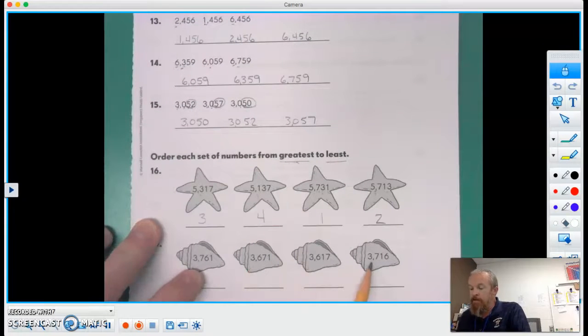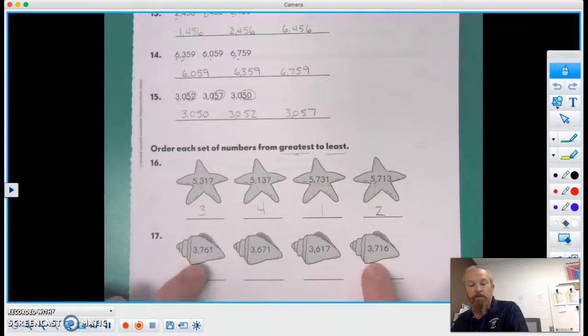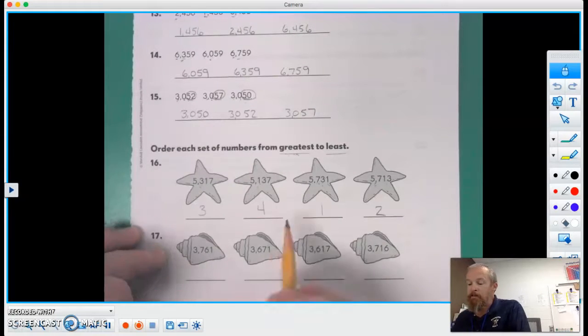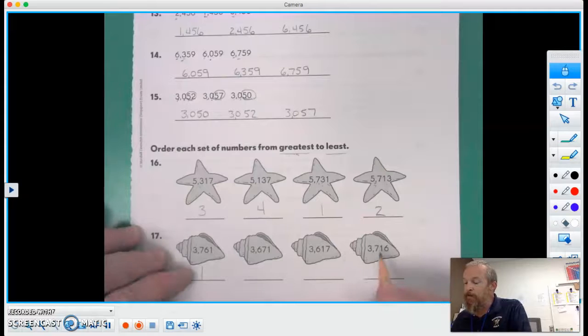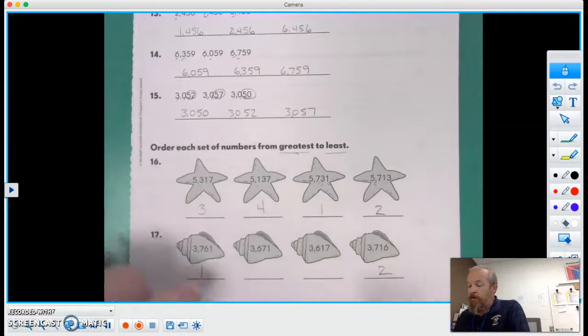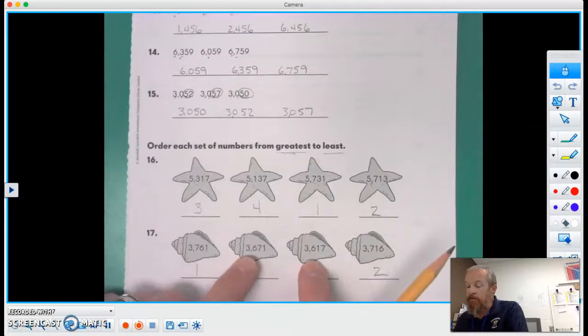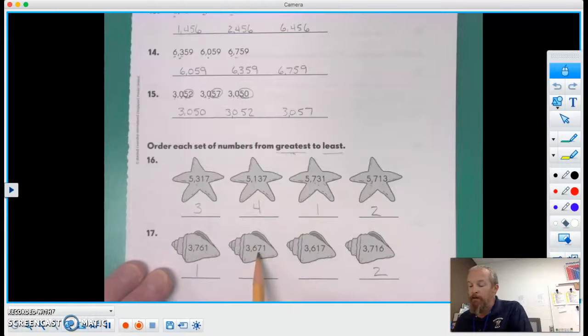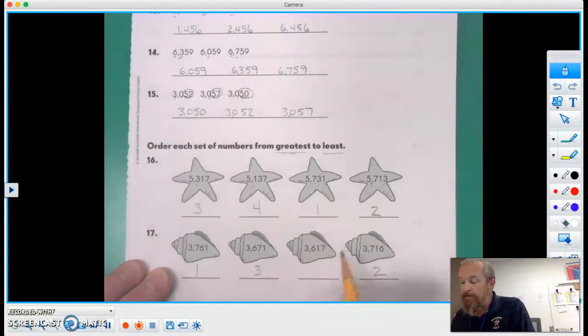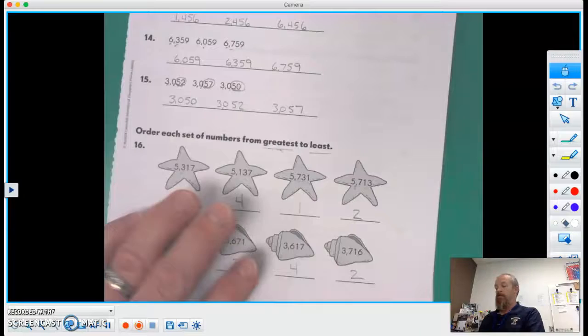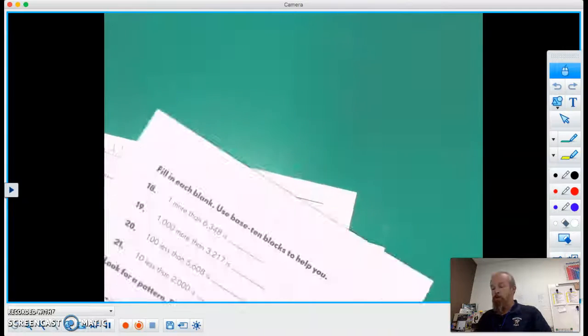36, 36, 37, 37. So it's got to be one of these two, right? 61 versus 16. 61 is the greatest. Then we go to the 16. And now we have 2 in the 3,600s. 71, 17. 71 is larger than 17. All right.